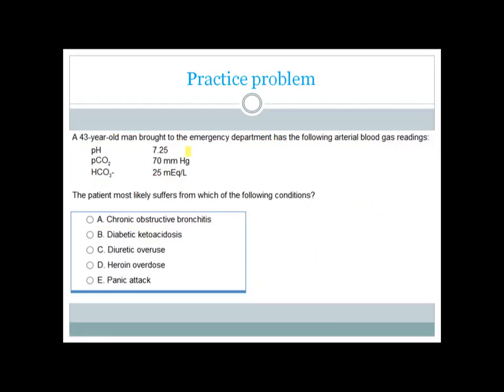We have another problem here. A 43-year-old man is brought to the emergency department and has the following arterial blood gas findings. His pH is 7.25, partial pressure of carbon dioxide is 70 millimeters of mercury, and bicarbonate level is 25 milliequivalents per liter. Now the patient most likely suffers from which of the following conditions?